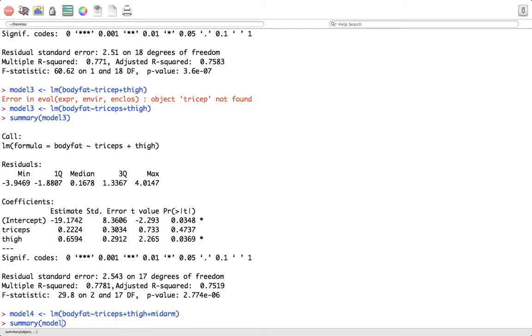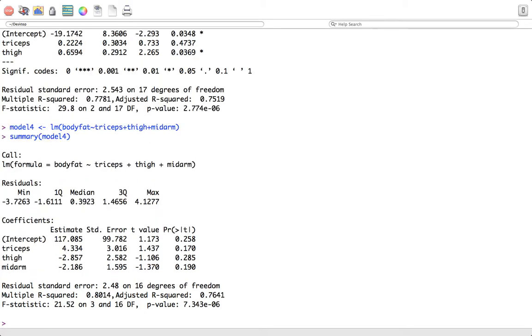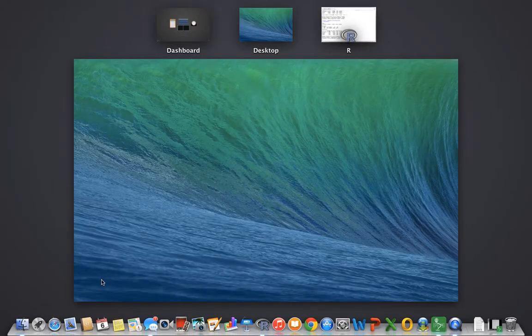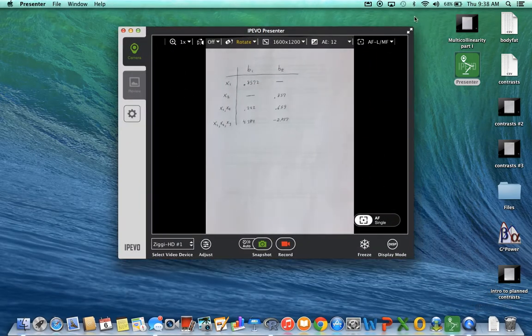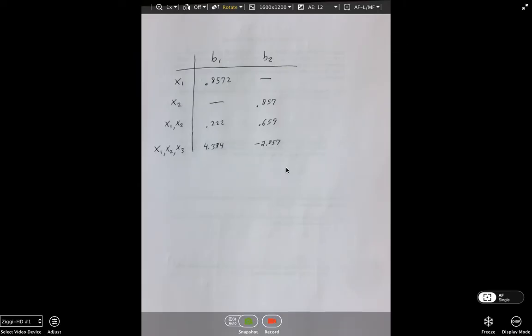So summary of model 4 gives me some wacky stuff. Now, the tricep measure, the estimate is now 4.334. And my thigh is negative 2.857. Now, going back over here, you don't have to have a PhD in statistics to realize that's kind of wacky.